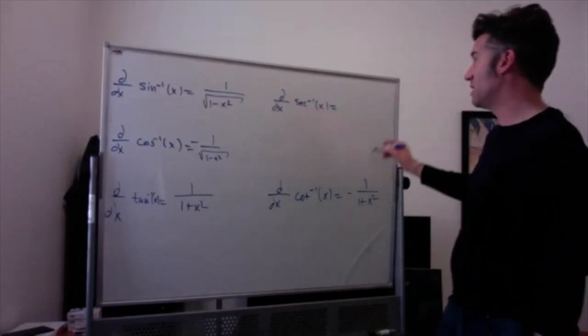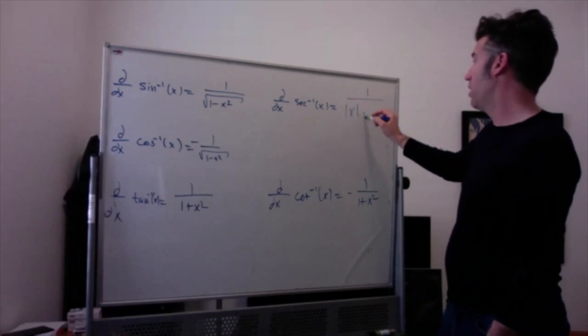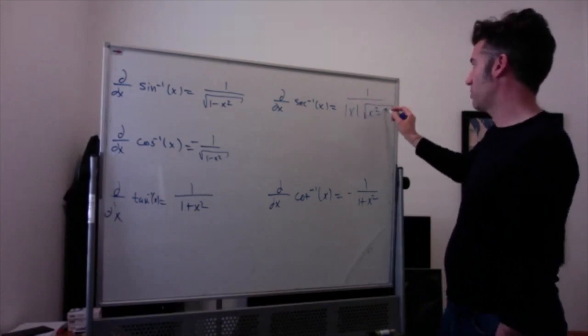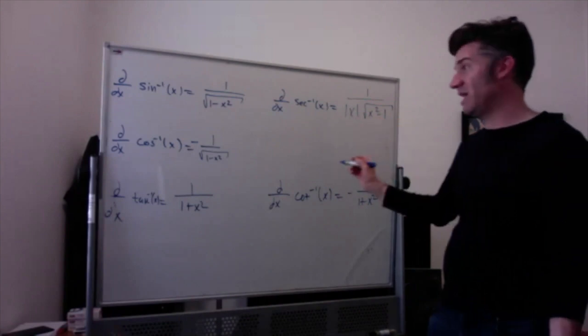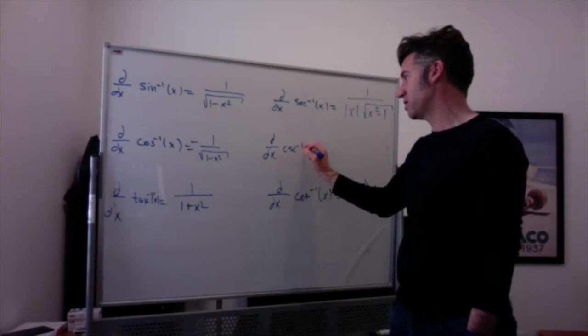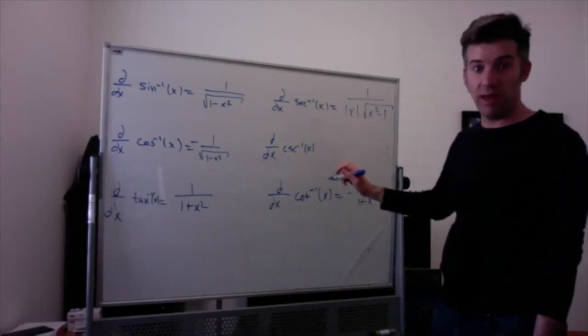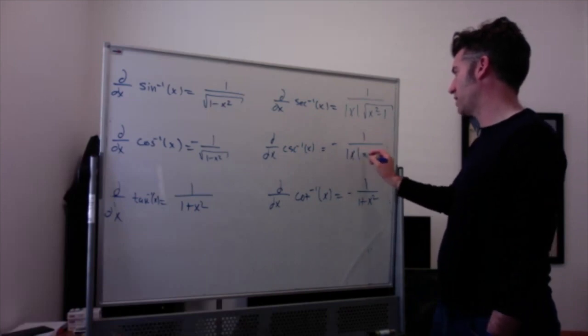The derivative of inverse secant is 1 over the absolute value of x times the square root of x squared minus 1. Sorry, I should say 1 over the absolute value of x times the square root of x squared minus 1. And the really nice thing is that the derivative of the inverse cosecant is the negative of that. It's negative 1 over the absolute value of x times the square root of x squared minus 1.